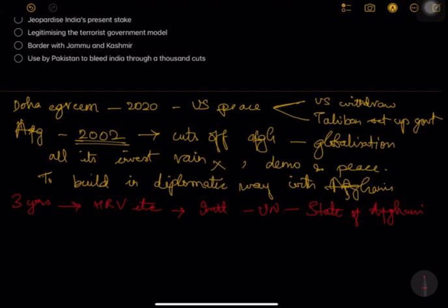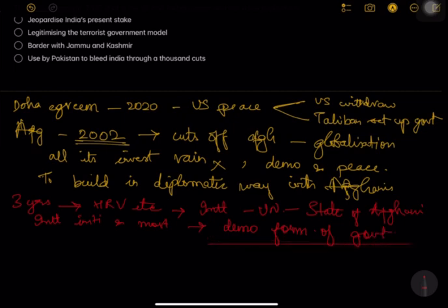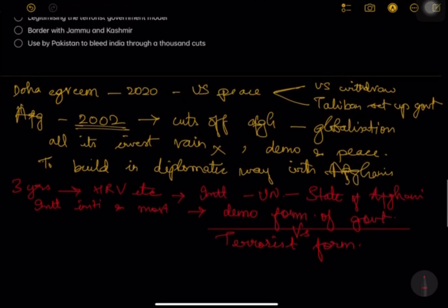So that has been an issue, because all the international institutions and most of the countries follow the democratic form of government, which is largely against the terrorist form. So that is one important problem that most nations are facing.